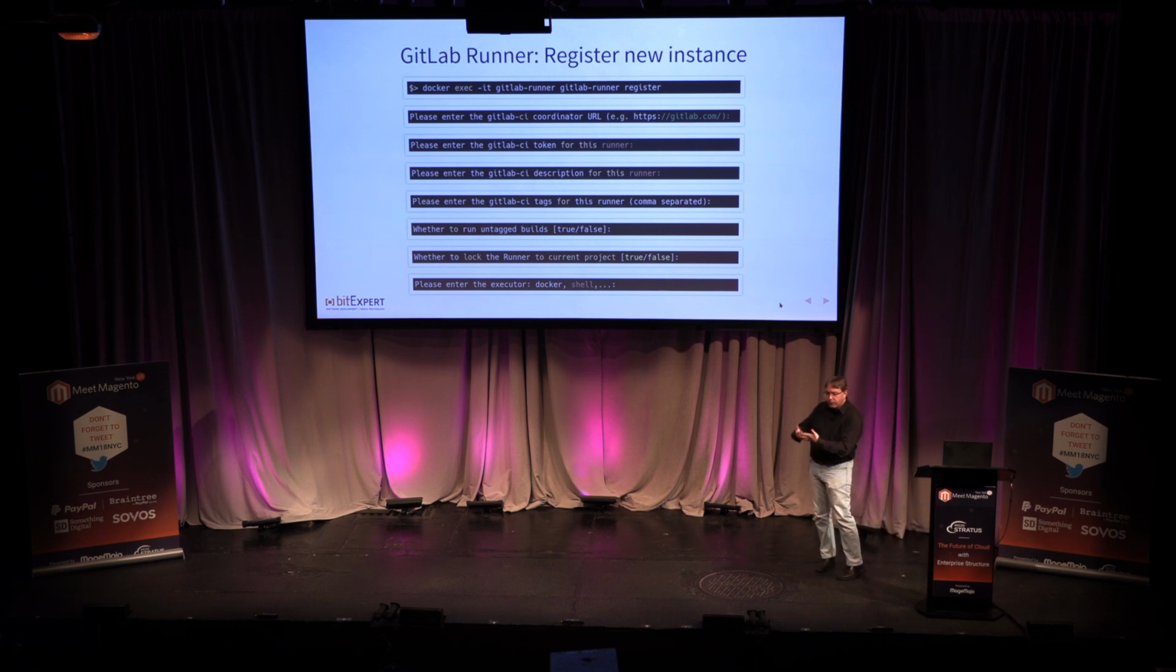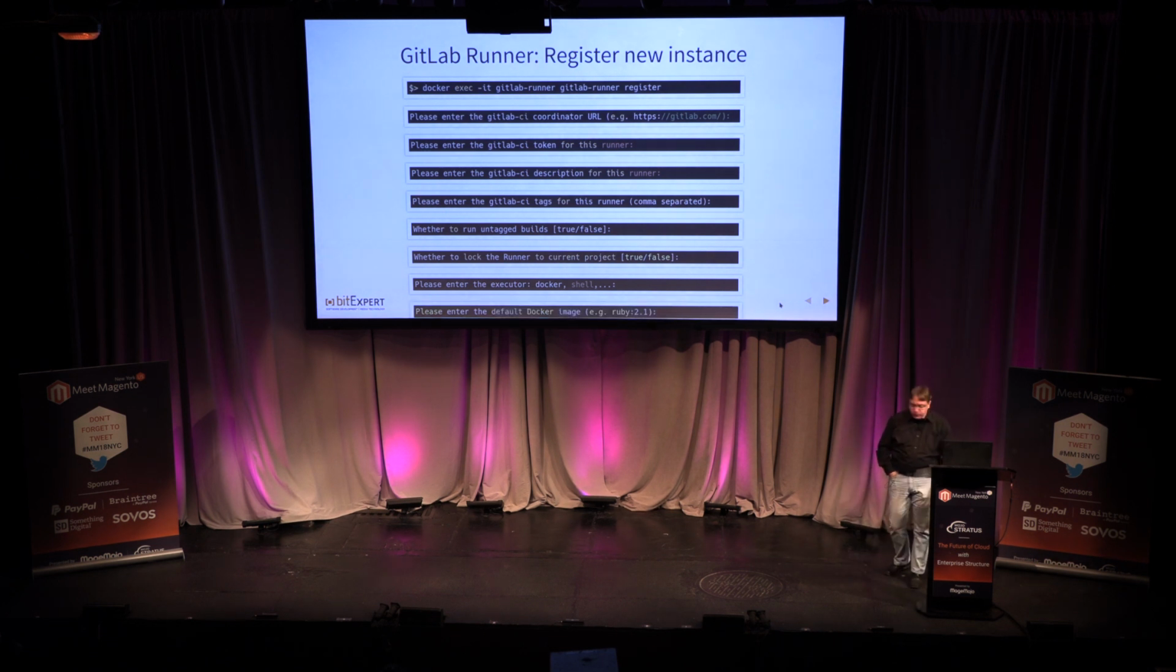This could be either shell, meaning all the commands would be executed as the gitlab-runner user on the host. You could use Docker to spin up a new Docker container where all the code is running. You could use Docker Machine, Docker SSH, and a couple of other options. So you could really pick the solution that makes the most sense for you. And then last but not least, you can define the default Docker image that should be used in case your project doesn't provide one. So basically, make sure you pick a sensible default for all your projects.